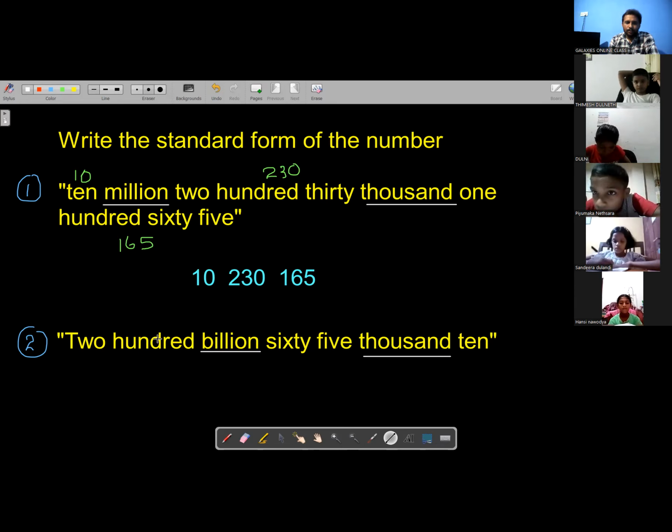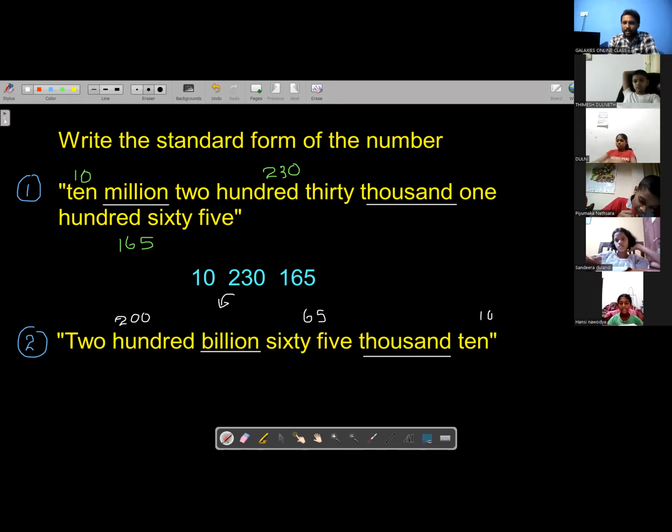Right, now look at, I will write here the given digits values. Billion period 200. Okay. Billion period value is 200. Then the thousand period is 65. The unit period is 10. You remember, between these two you also have to write the million period. But we can't see the million period, so it should be 3 zeros.